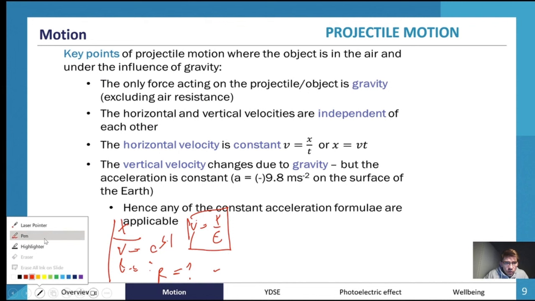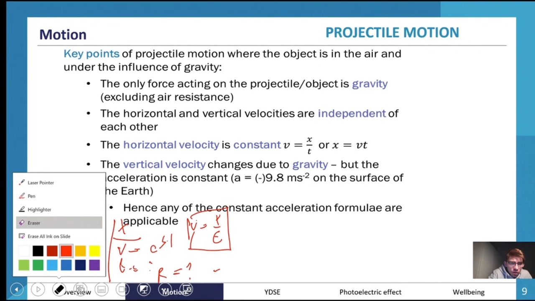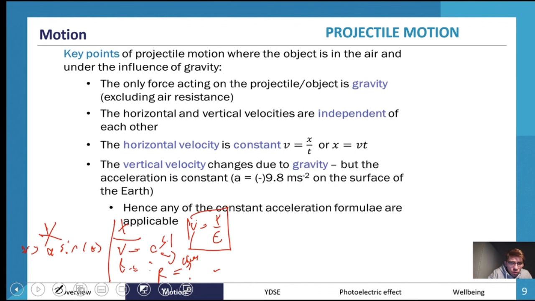How about the vertical component of the motion? The vertical component is a little bit more complicated, because we have to focus on the velocity a little bit more. The velocity is actually equal to u sine theta, just like the velocity of the horizontal component is equal to u cosine theta, for whatever theta of the projectile is.